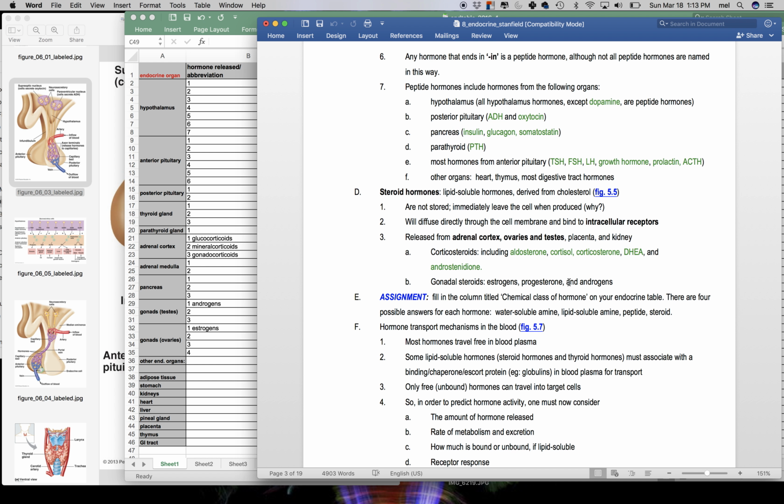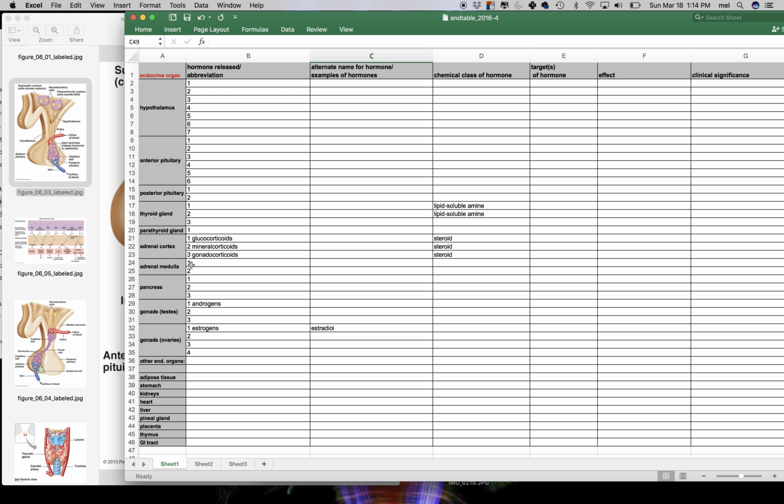So those will be a separate category. And I'll go ahead and give you a little hint. All of the hormones from the adrenal cortex are going to be steroids. So I went ahead and filled it in there for you. And most of the hormones, but not all of them, from the gonads are going to be steroids. So you can look at the notes to figure that out. And then, FYI, since most of your hormones are peptides, if you can't remember, guess peptide, because there are more of those than anything else.